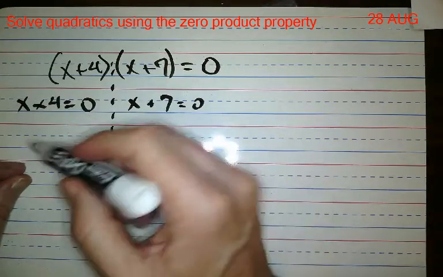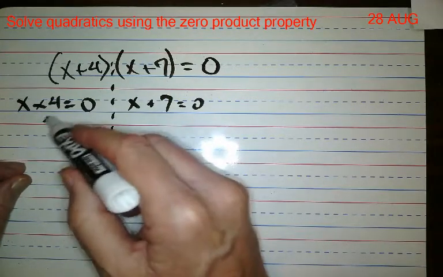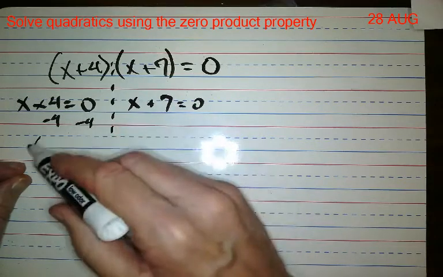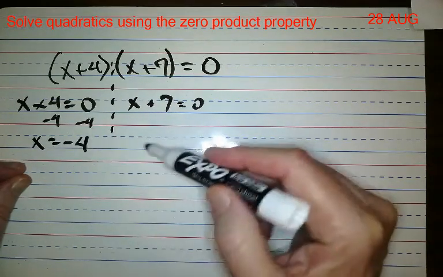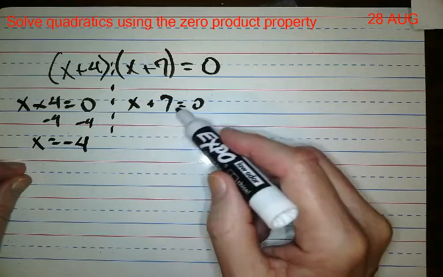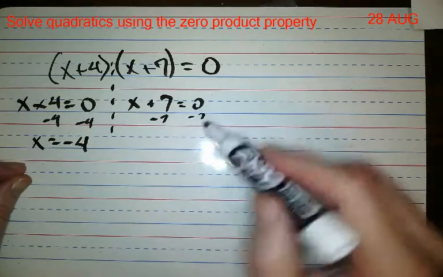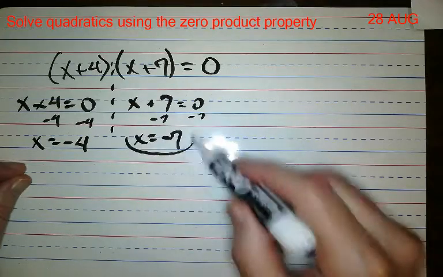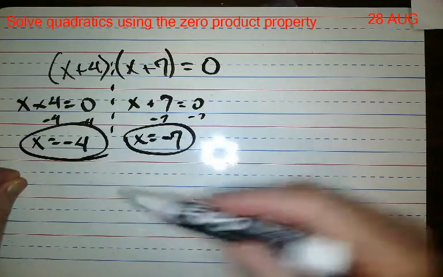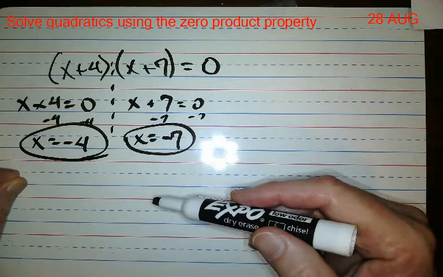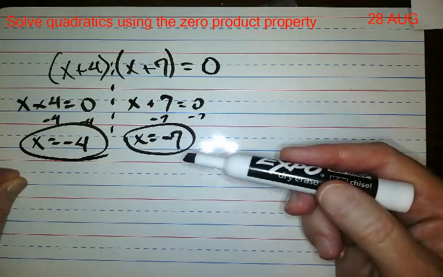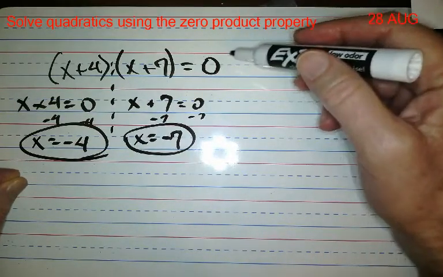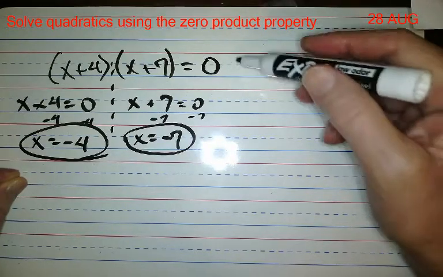So for this one to equal 0, I just subtract the 4. X has to be negative 4. And for this one to equal 0, I subtract the 7. X has to be negative 7. So the two answers are negative 4 and negative 7. So, cool, huh? Nothing to it.